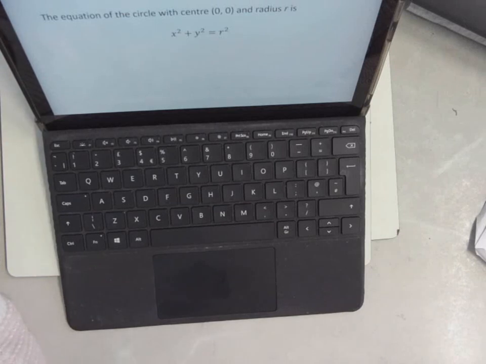When you're getting the equation of a circle, you need to know its centre and its radius. So you need to know two things. If you're getting the equation of a line, you needed a slope and a point. If you're getting the equation of a circle, you need a centre and a radius. And if the centre is 0, 0, this is the formula that's not in the log tables: x squared plus y squared equals r squared.